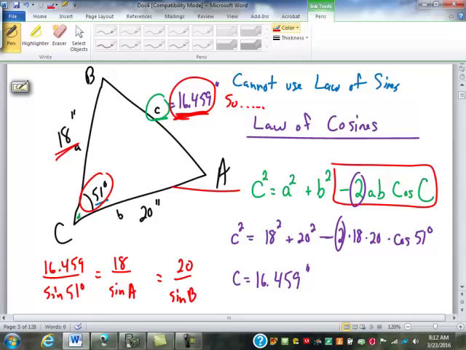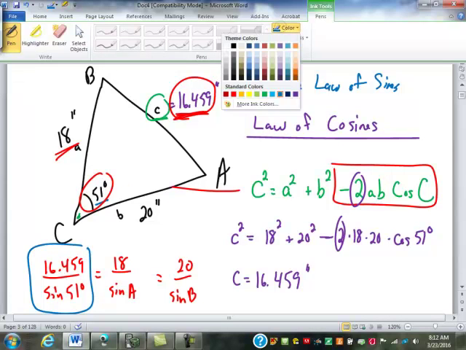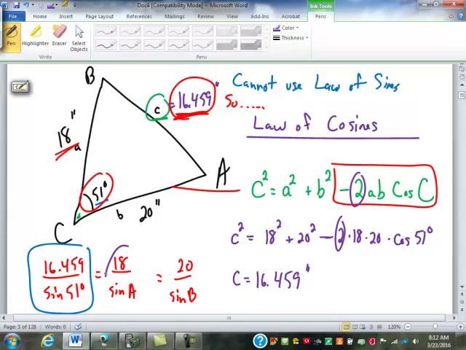Which one? Now, here's the big question. Obviously, I'm going to have to use this one because that's my side and its opposite angle. Which one of these two do I want to use first? Angle A or angle B? There is a correct answer to this. I want to use angle A first. The reason why: its opposite side is the smaller of the two.